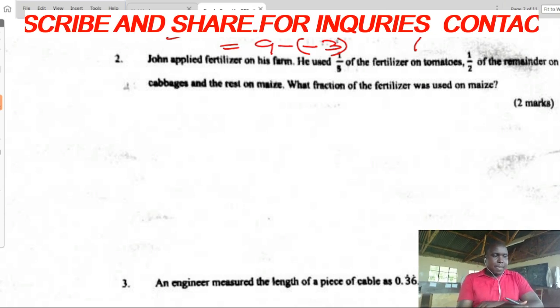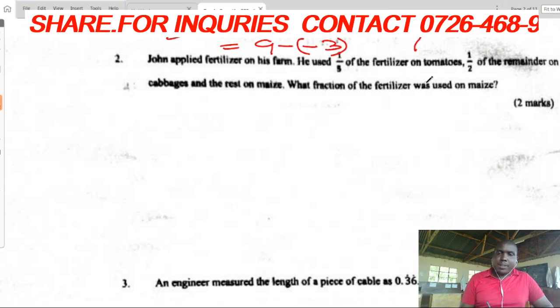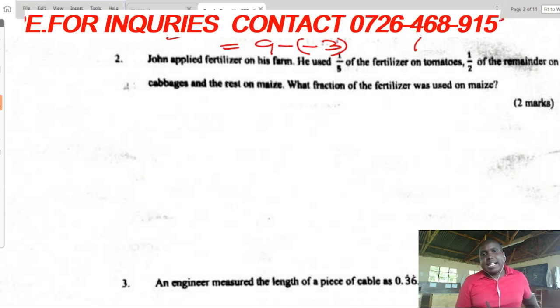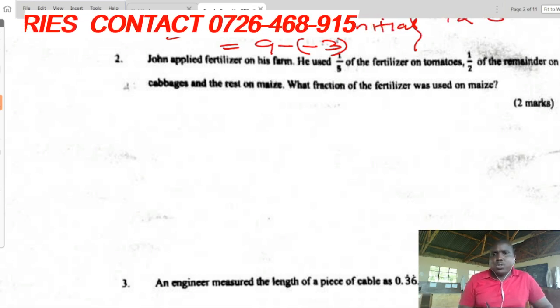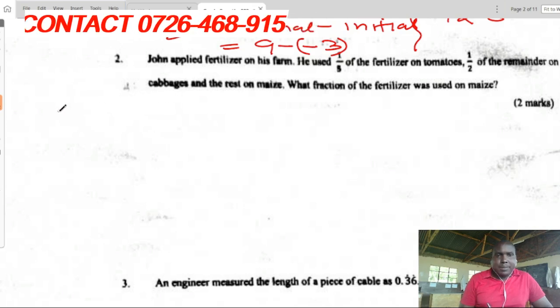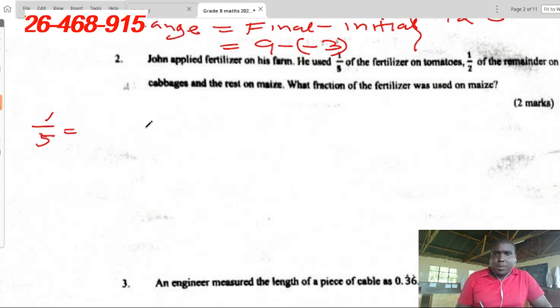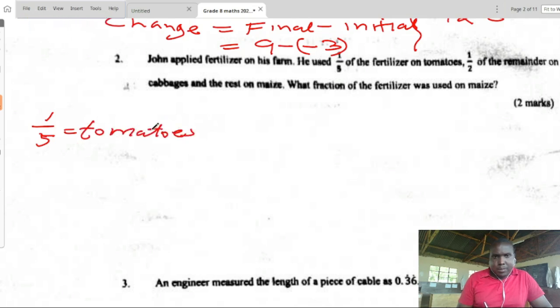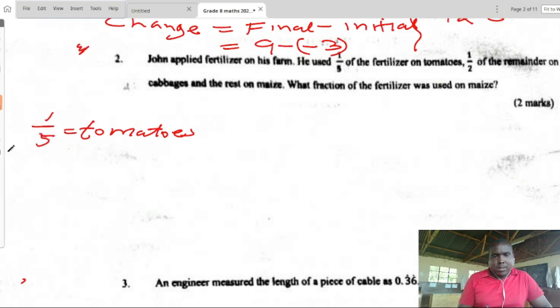John applied fertilizer on his farm. He used 1/3 of the fertilizer on the tomatoes, 1/2 of the remainder on cabbages, and the rest on maize. What fraction of fertilizer was used on maize? So 1/3 is equal to tomatoes. Then 1/2 of the remainder.